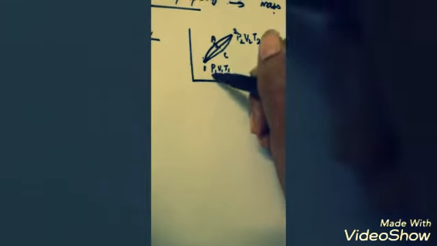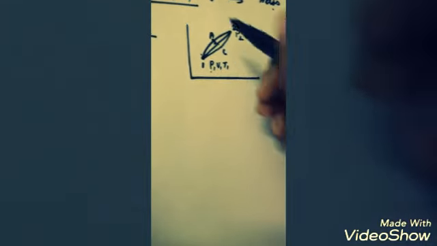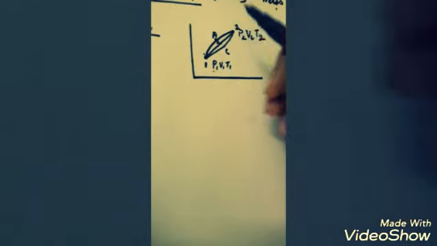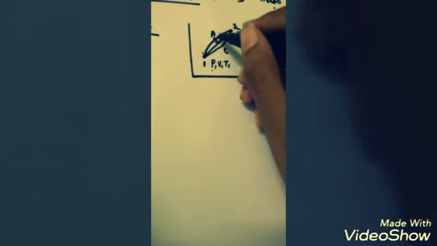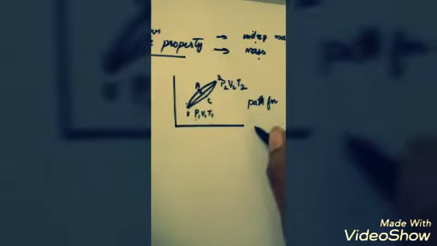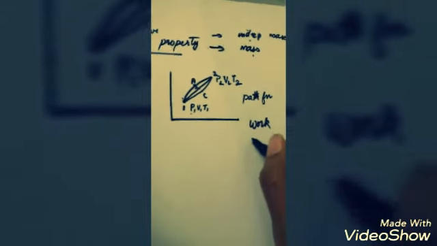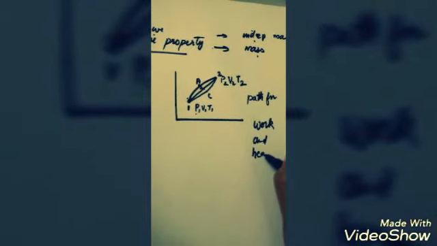But if the thermodynamic variable, which is pressure, volume and temperature, depends upon the path followed, that is, if it goes through A one property, through B another property, and through C again another property, it is a path function. Work and heat are path functions.